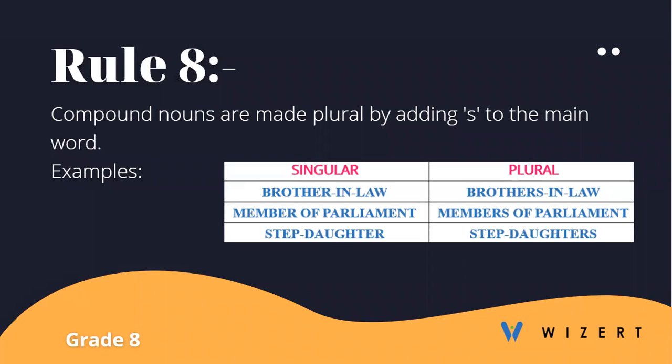Rule 8. Compound nouns are made plural by adding s to the main word. So when you have certain words like these, brother-in-law, member of parliament, or stepdaughter, we change them into plural form by adding an s after the main word. So brother-in-law becomes brothers-in-law, member of parliament becomes members of parliament, and stepdaughter becomes stepdaughters.